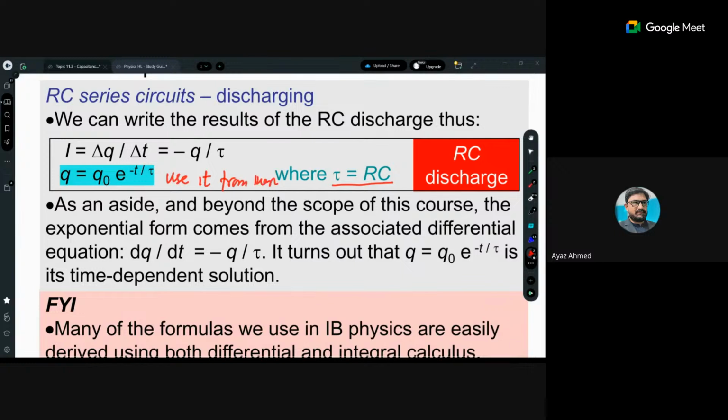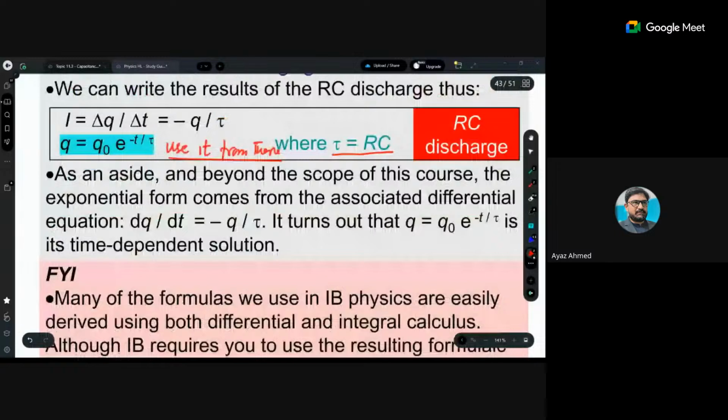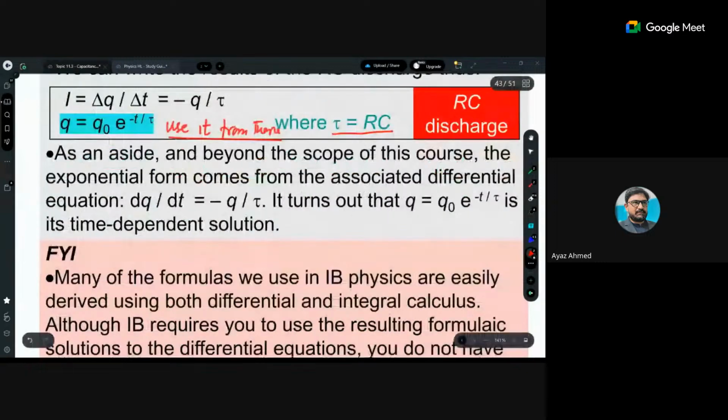So when you use that equation from there, it would be very helpful for you. From here, I can calculate what the RC time constant would be. The RC time constant is the time in which 63% of your capacitor is discharged. Okay, so here we go.